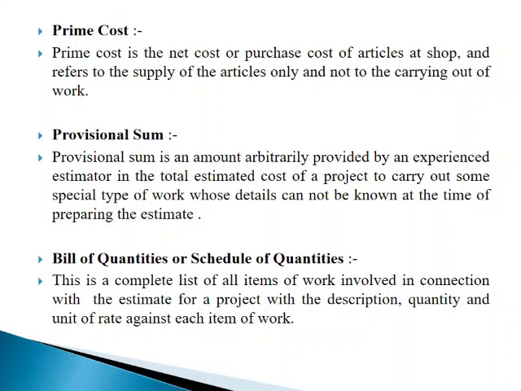Next is the bill of quantity or schedule of quantity. This is the complete list of all items of work included in connection with the estimate for a project, with the description, quantity and unit of rate against each item of work. This is the main part of the estimate.